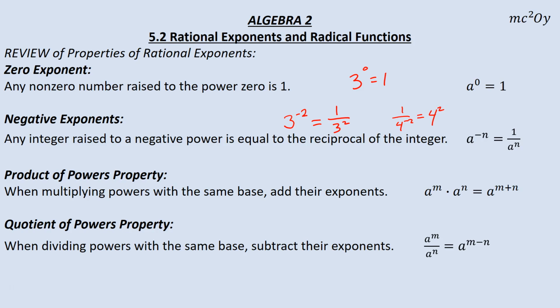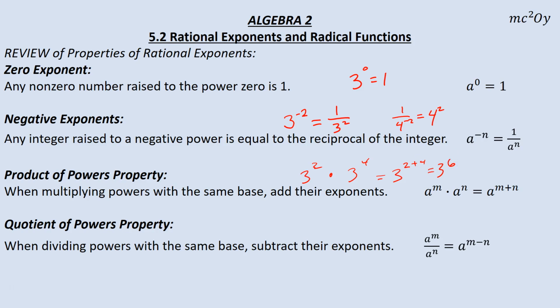Product powers property. When multiplying powers with the same base, add their exponents. So, for instance, if you had 3 to the second power times 3 to the fourth power, since the bases are both 3, you could say that's 3 to the 2 plus 4 power, or 3 to the 6th power.